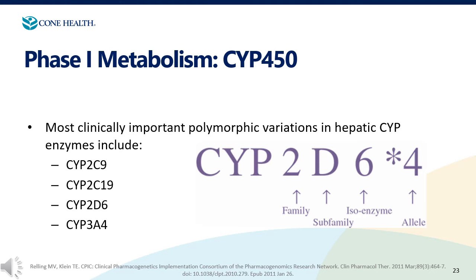The most clinically important polymorphic variations involve enzymes CYP2C9, 2C19, 2D6, and 3A4. And just as a quick review, I have listed the breakdown of the nomenclature here. The first symbol indicates the family, the second the subfamily, the third the isoenzyme, and the fourth, and possibly the most important piece when referring to pharmacogenetics, is the allele, or where we will see polymorphisms.